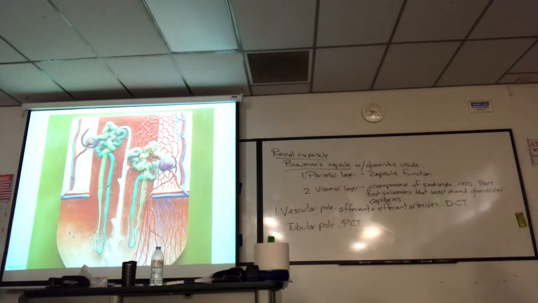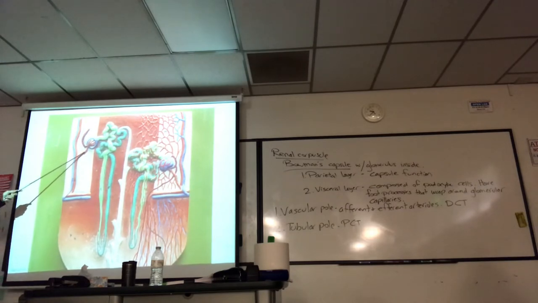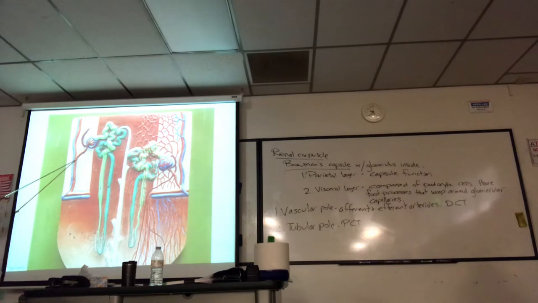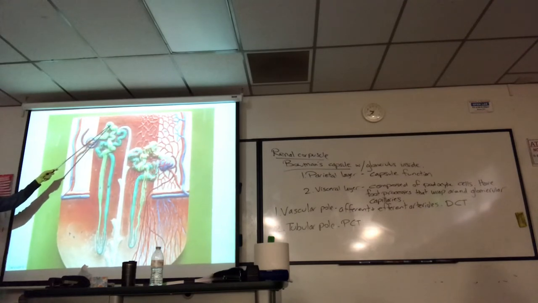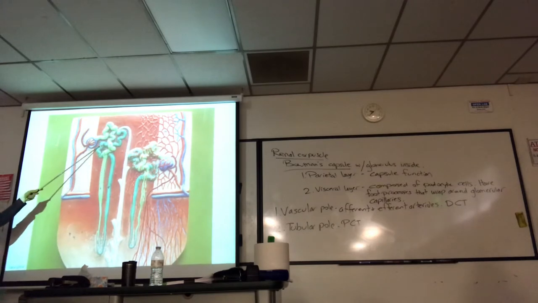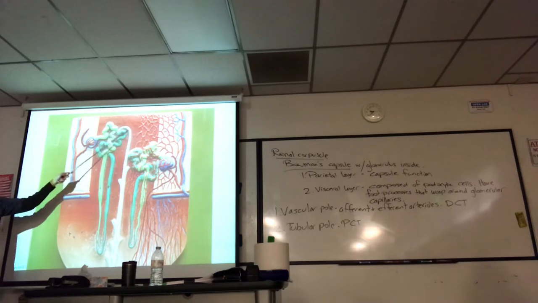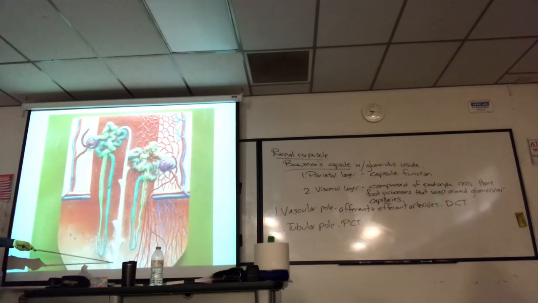For example, this one, they show, boom, vascular pole. Now, they show two blood vessels here. Which one is this one? The afferent or the efferent? The afferent is the one that's connected to the interlobular artery. So that's efferent. So that's vascular pole. That's tubular pole. And they color-coded. That's PCT. Then loop of Henle. Then DCT always ends up by there, that ends up into the white structure, which is the collecting duct.